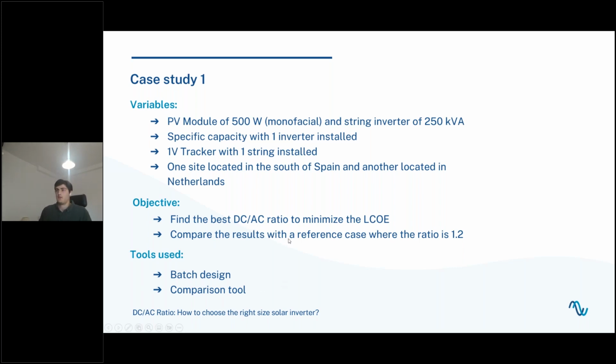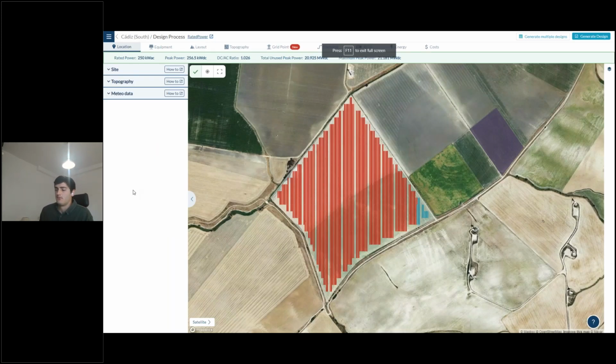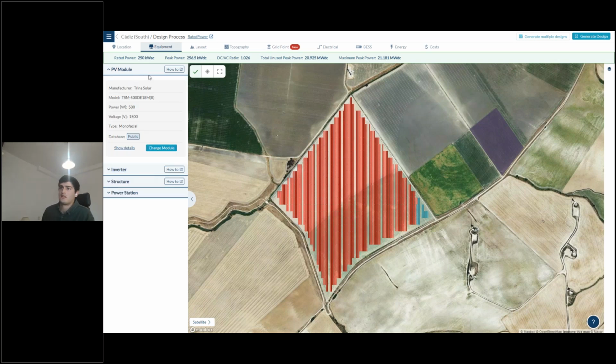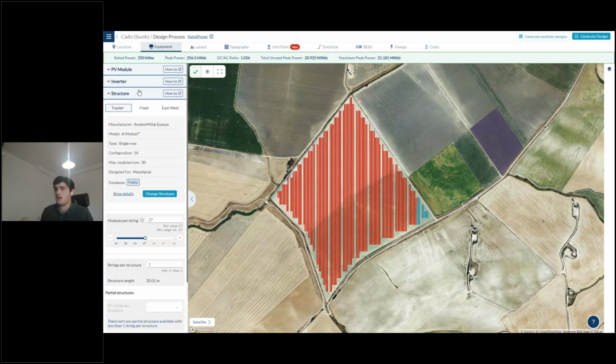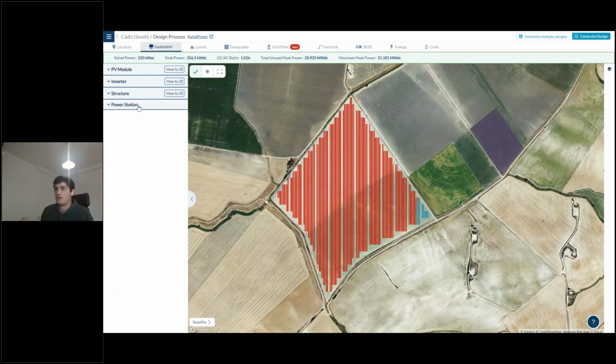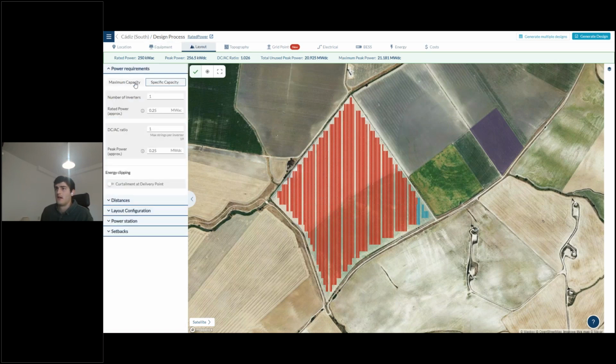Before showing the results, I would like to explain the process that I followed in PV design. As I mentioned, as equipment, I have defined a module which is monofacial with 500 watts. Then the inverter will be 250 kVA, a string inverter. The structure is a 1V tracker. And then in the layout, I have defined the specific capacity by just defining one inverter in the PV plant.